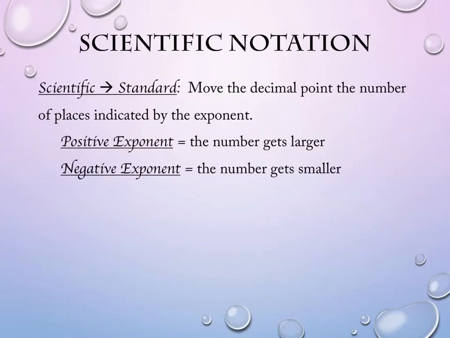If the exponent's positive, the number gets big. It's larger. If the exponent's negative, the number gets small or smaller.